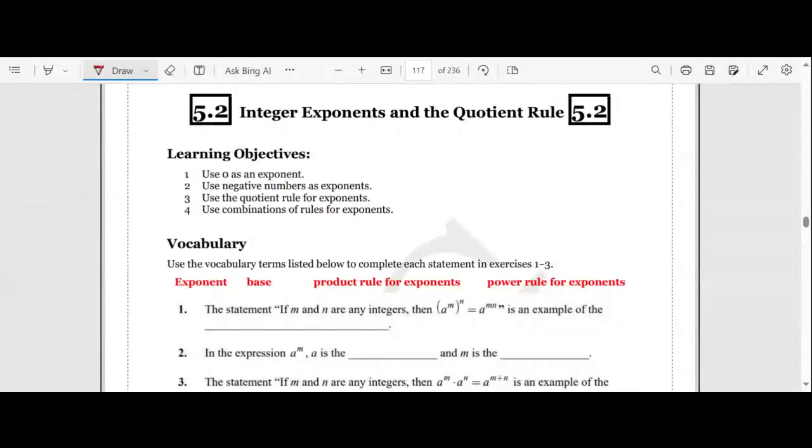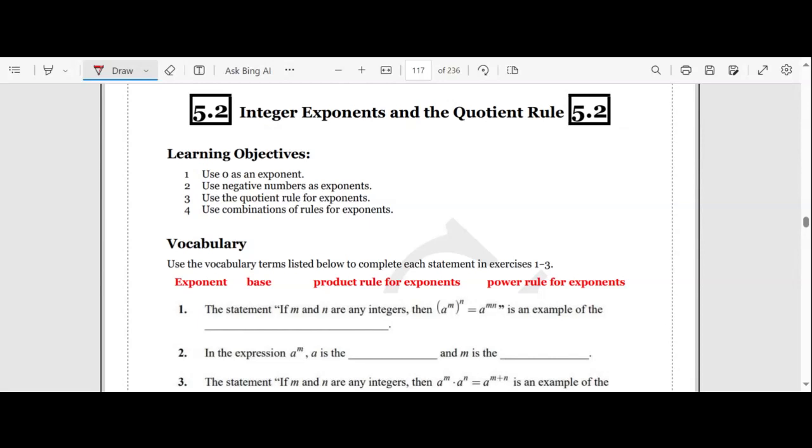Section 5.2, integer exponents and quotient rule. Learning objectives. Use 0 as an exponent. Use negative numbers as exponents. Use quotient rule for exponents. Use a combination of rules for exponents.